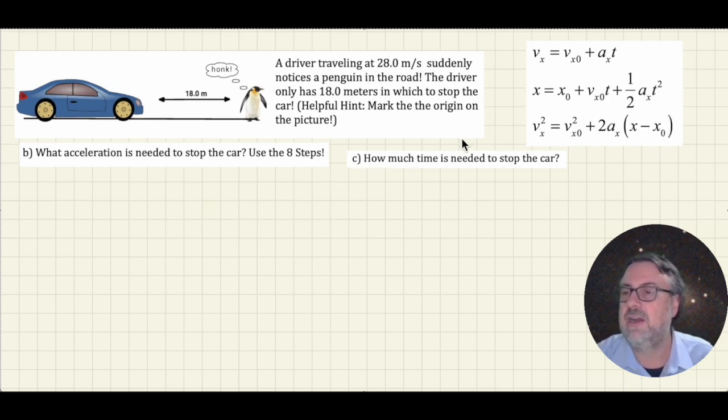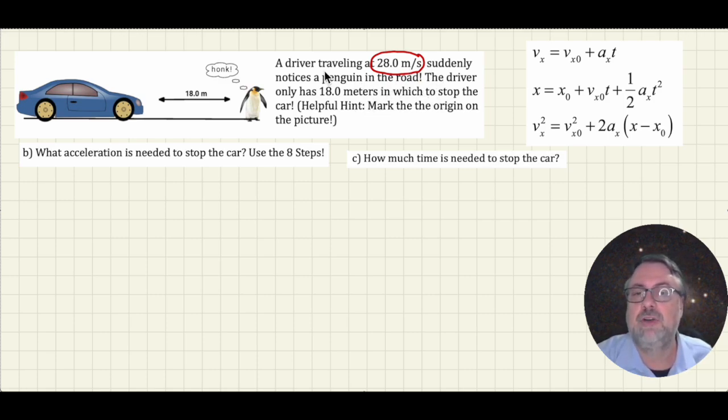And over here to the right, I have the AP motion equations written down for reference. So let's apply the 8-step plan and solve this problem. For the 8-step plan, the first thing I want to do is use some active reading, and I just want to circle and underline the important information of the problem. So 28 meters per second looks pretty important.